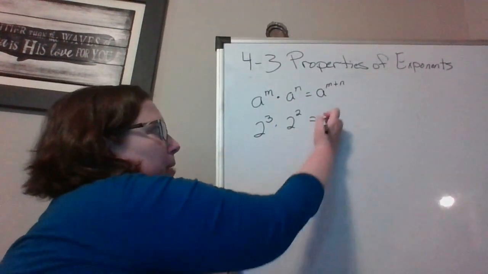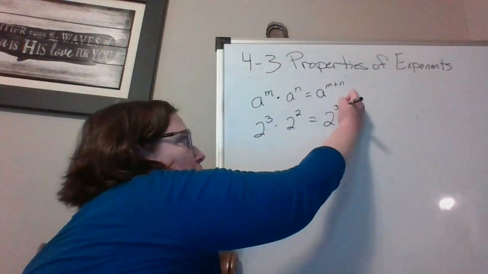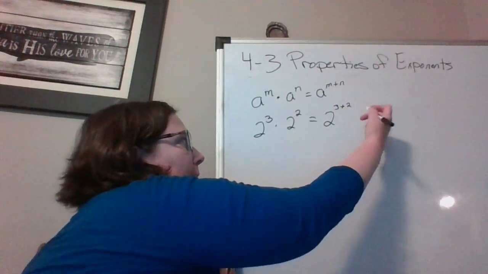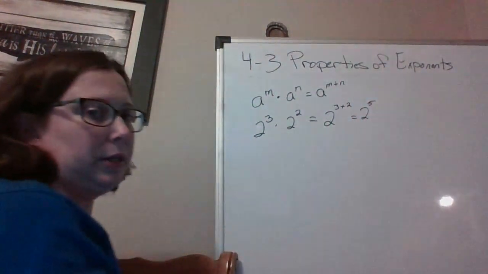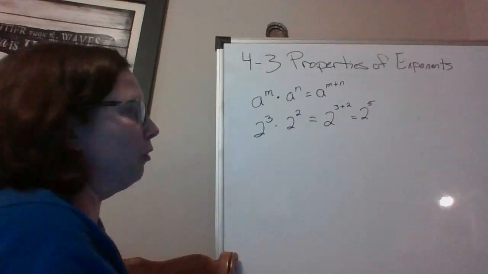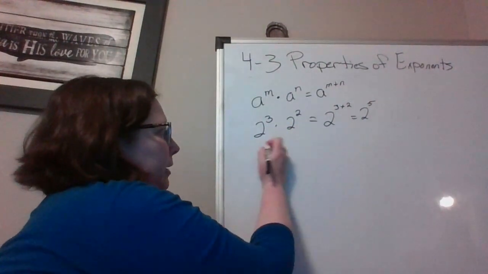So we have the same base of 2. That base is still in our answer. We would say we're going to add our exponents, and our final answer there would be 2 to the power of 5. I'm going to show you why that is now.